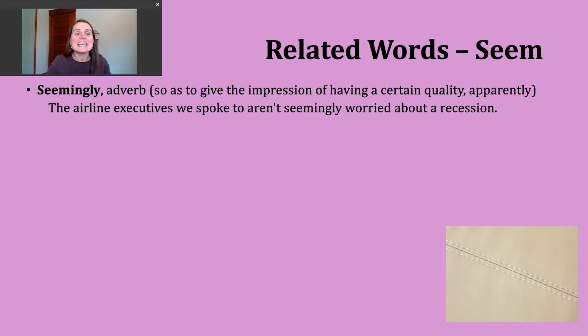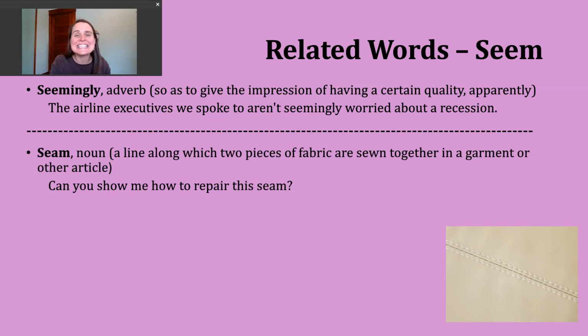Right? Now, I did want to point out one word that has the exact same pronunciation as our verb SEEM, and that's the noun SEAM. Okay? SEAM has a different meaning. It's a noun, and it generally refers to the line along which two pieces of fabric have been sewn together. This could be in a garment or some other article.